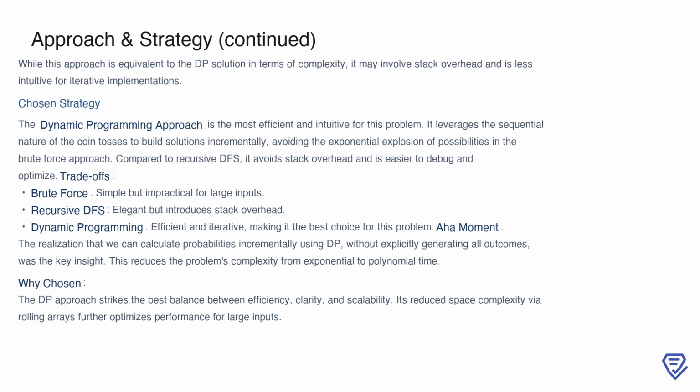The key insight, or the aha moment, was realizing that we could compute probabilities incrementally using dynamic programming, reducing the complexity from exponential to polynomial time. Furthermore, the use of rolling arrays to minimize space complexity makes this approach even more effective for handling large inputs. Therefore, the dynamic programming approach is chosen for its clarity, efficiency, and ability to scale well with input size.